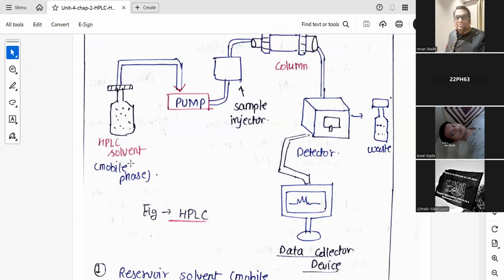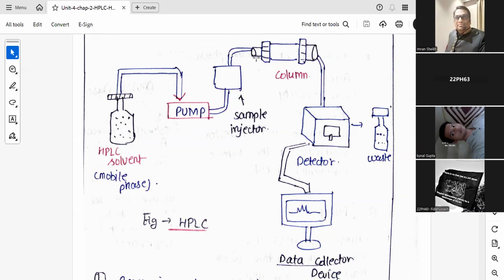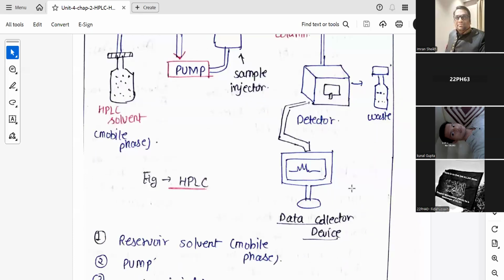Here the HPLC solvent is there. From this HPLC solvent, it comes to the pump. Here we inject the sample. It goes to the column. Thereafter, this is the detector and this is the recorder. The waste goes here. So this recorder is the data collection device.